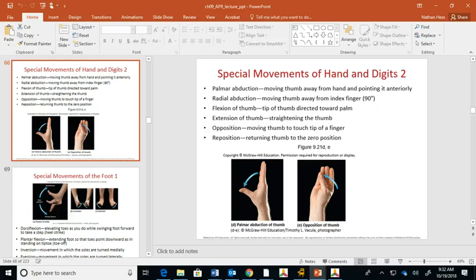Stay with me, guys. The thumb's got a lot of crazy motions. And again, I'm not necessarily interested that you know all of these, but I'm just popping them into your brain here. Palmar abduction is moving the thumb away from the hand and pointing it anteriorly. So I'm moving it anterior away.